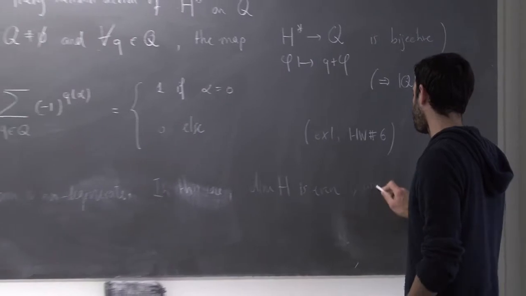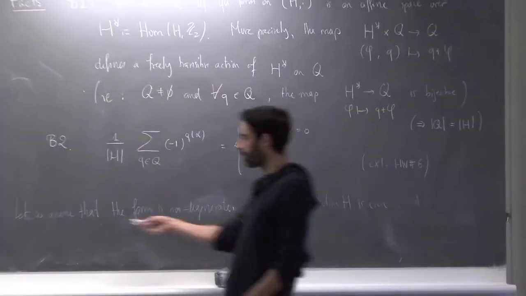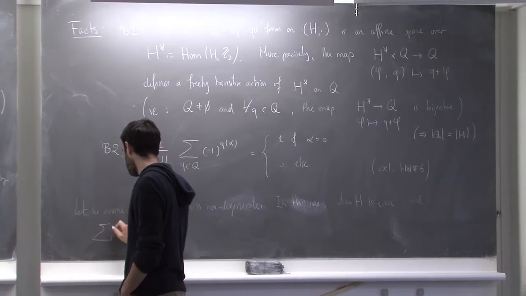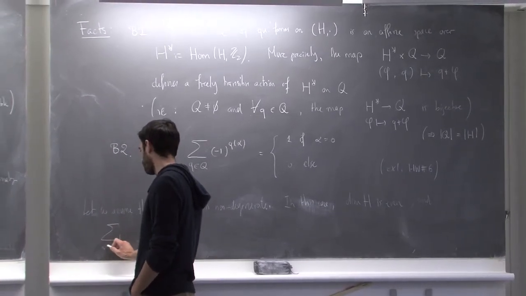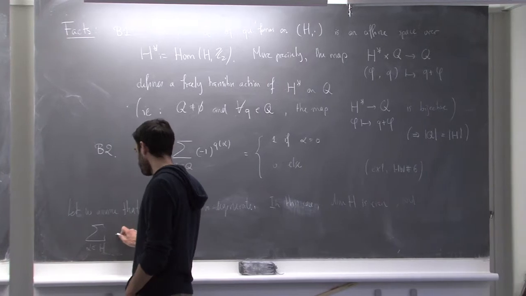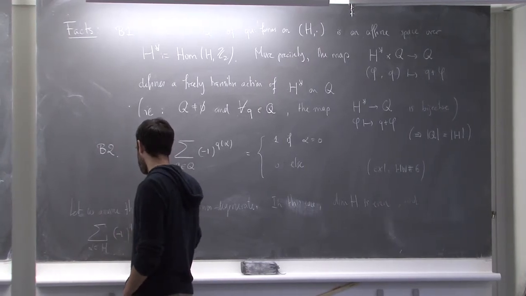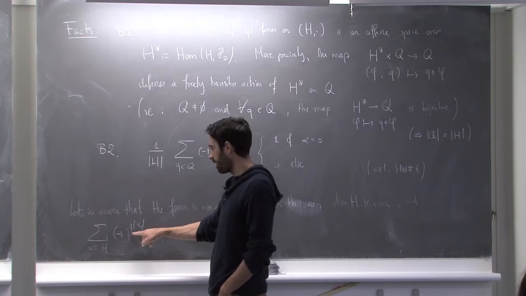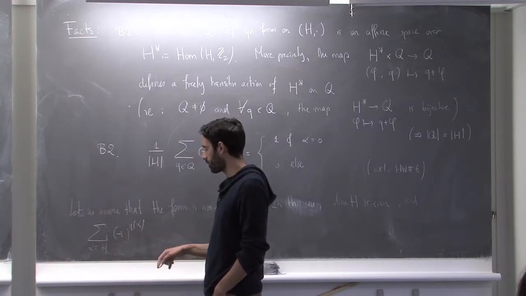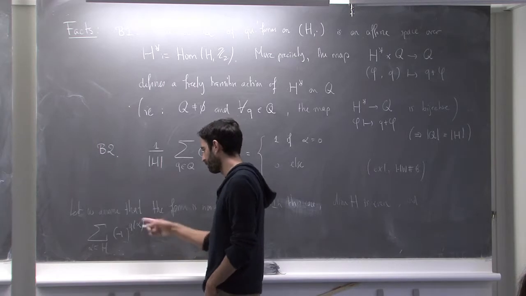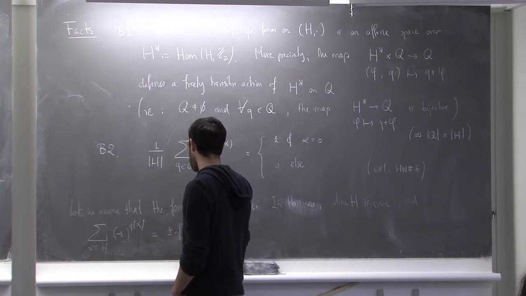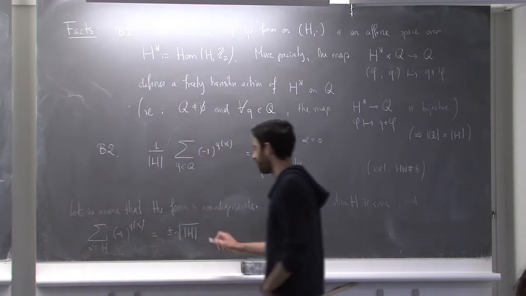And if you make the following sum, so this time you see I fixed Q, and I'm summing all these evaluations of -1 to the power evaluation of Q. This turns out to be plus or minus the square root of the number of elements in H.